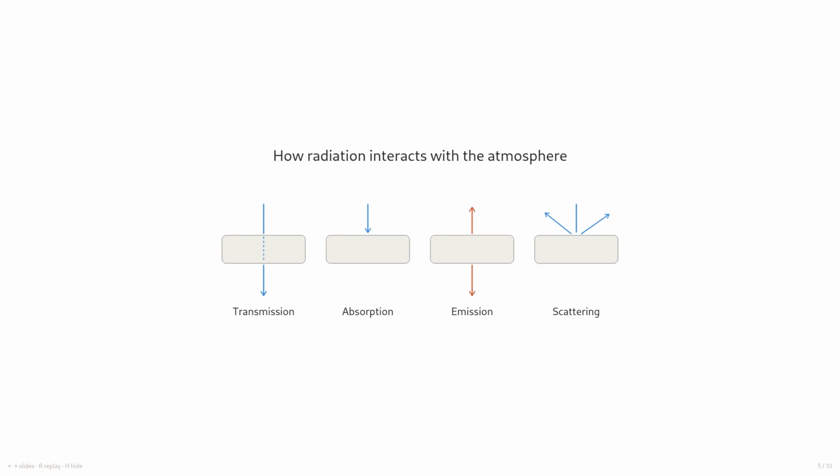Scattering. The direction of radiation changes. It matters most for visible light, clouds, aerosols, and precipitation. In clear sky, thermal infrared, it can often be neglected. With clouds or aerosols, it cannot.